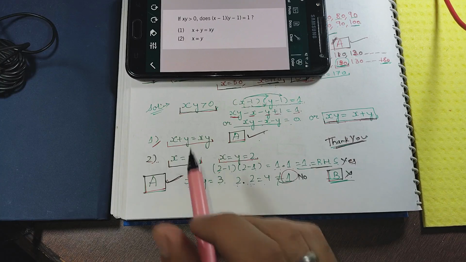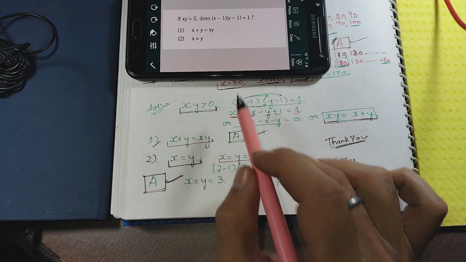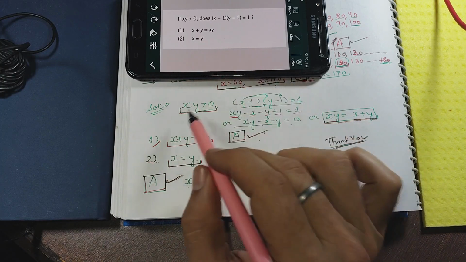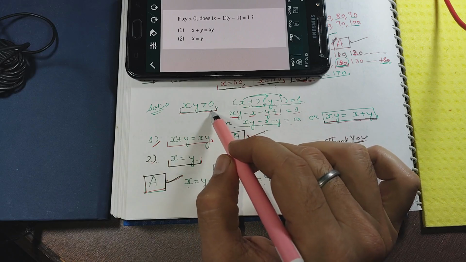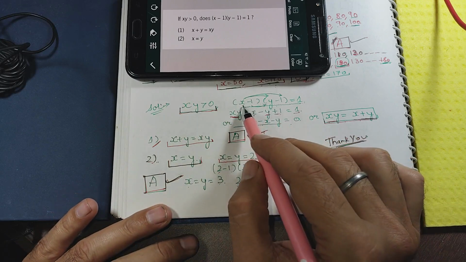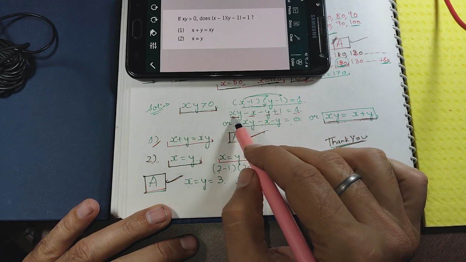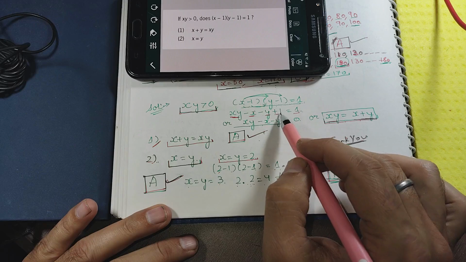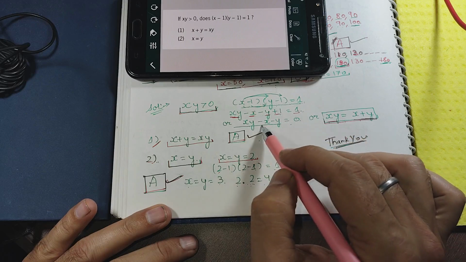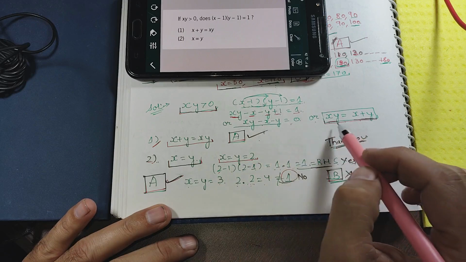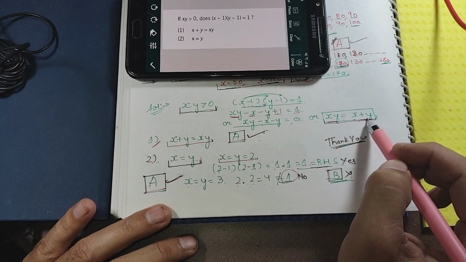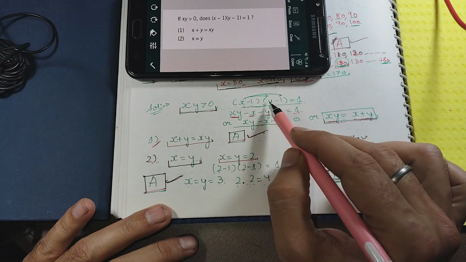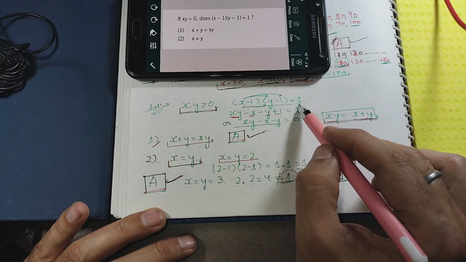If xy is greater than 0, does (x minus 1) multiplied by (y minus 1) equal 1? Right? So we have simply been given xy is greater than 0. Now, (x minus 1)(y minus 1), solving this I get xy minus x minus y plus 1 equal to 0. Or if I shift 1 to this side, I get xy minus x minus y equal to 0, or xy is equal to x plus y. So if this is the result, we can say that (x minus 1) multiplied by (y minus 1) equals 1.